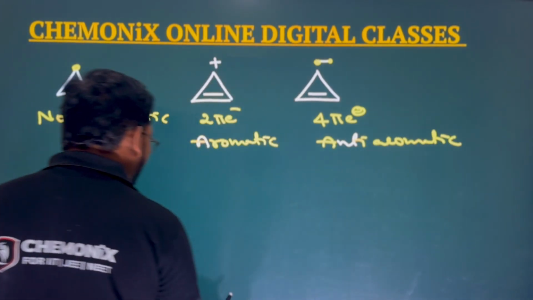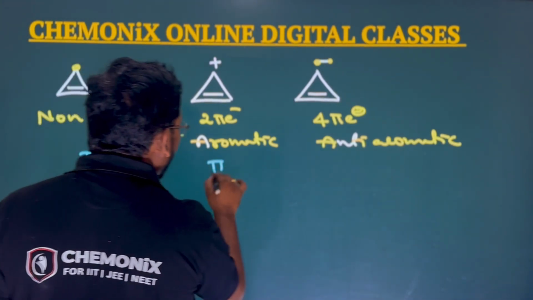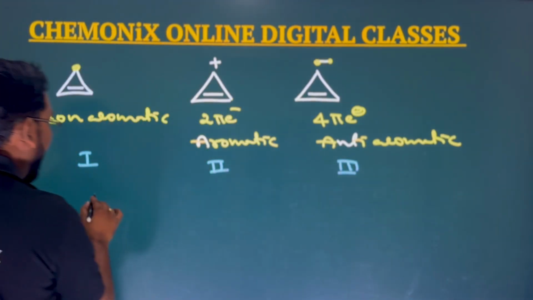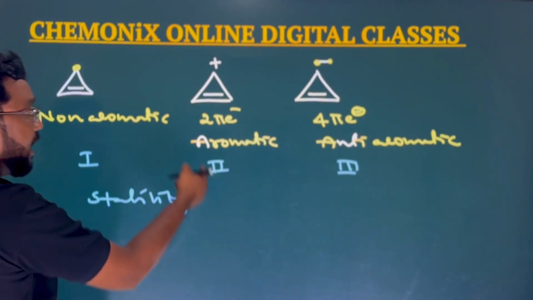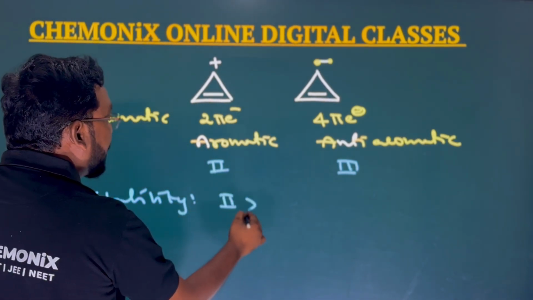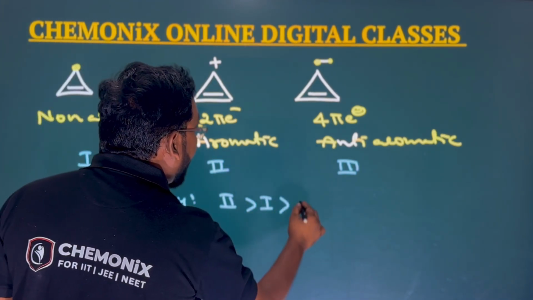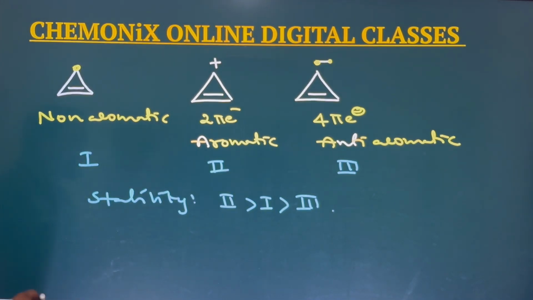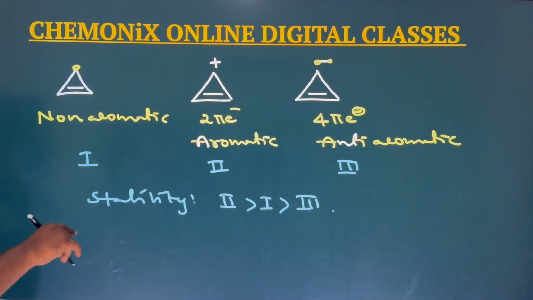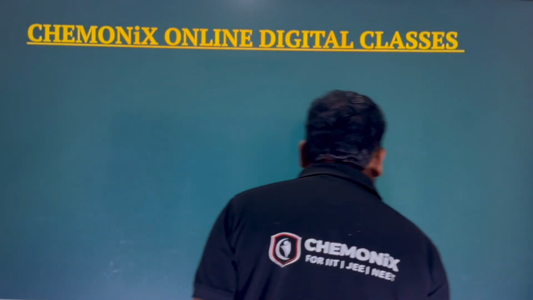Now if you go with their stability orders, for example, consider this is the first compound, this is the second compound, this is the third compound, and you have a question to find the stability order. We know that an aromatic compound is more stable than a non-aromatic compound, and a non-aromatic compound is more stable than an anti-aromatic compound. So this is the correct order of stability. Like that you need to answer the question. You need to identify aromatic, anti-aromatic and non-aromatic compounds. Now let me tell you some other important examples here.